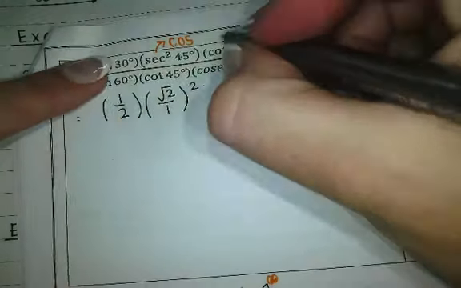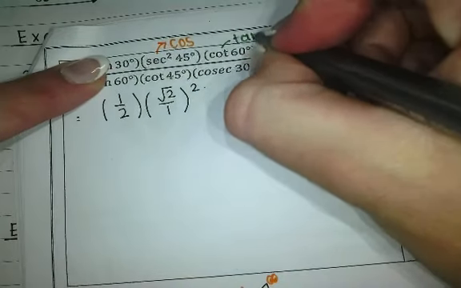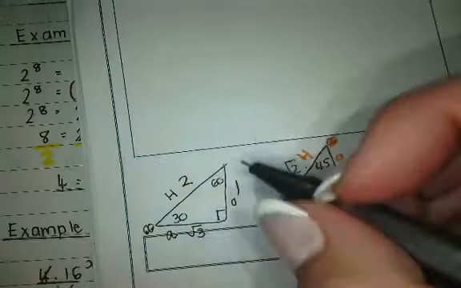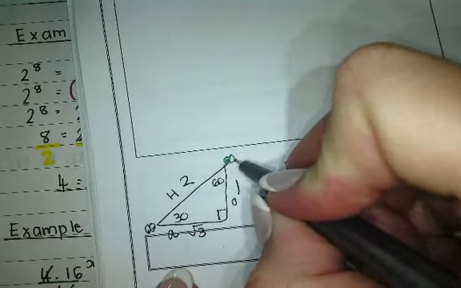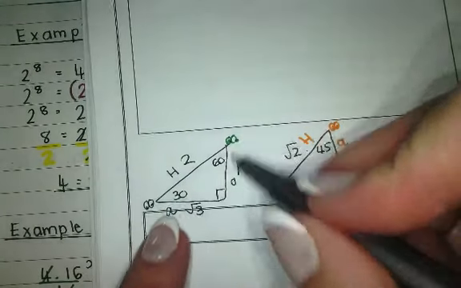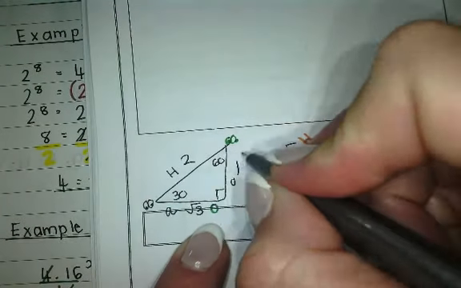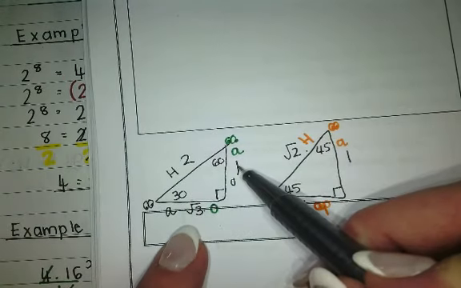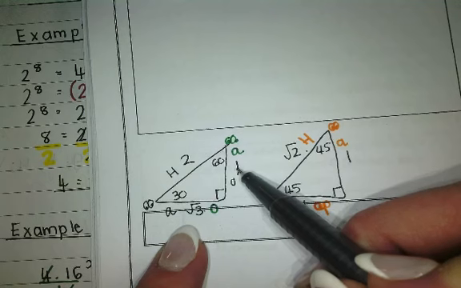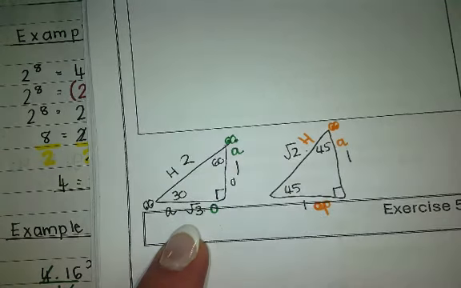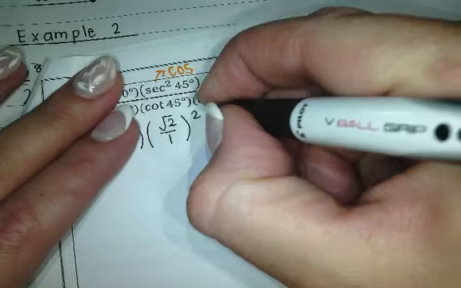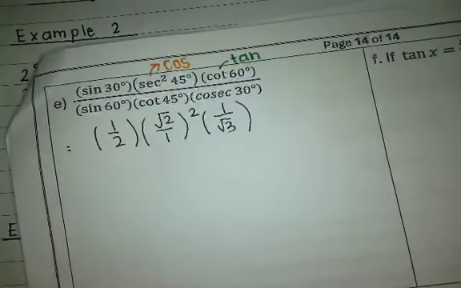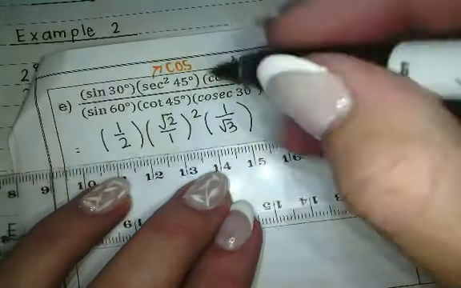Okay. We know that cot is the reciprocal for tan. So what we're going to do is we're going to go find tan and we're going to swap it. Okay, so tan 60. We're looking from here. So this becomes your opposite. This is your adjacent. So together or alone, you see it's square root 3 over 1. We're going to make it 1 over square root 3. Okay, we're good.